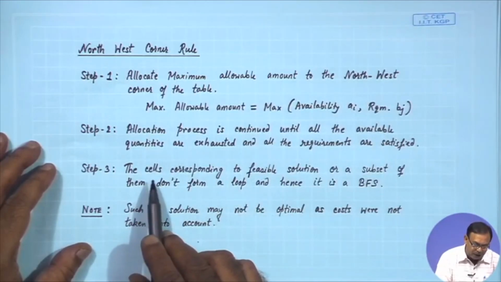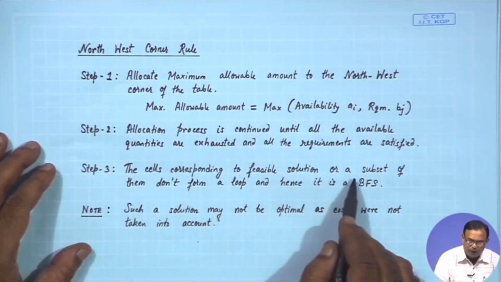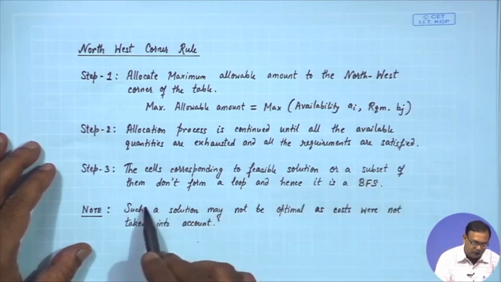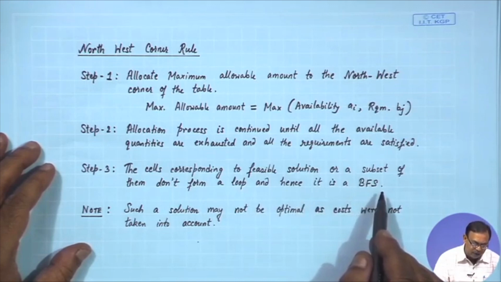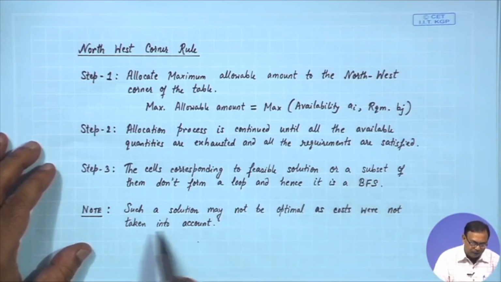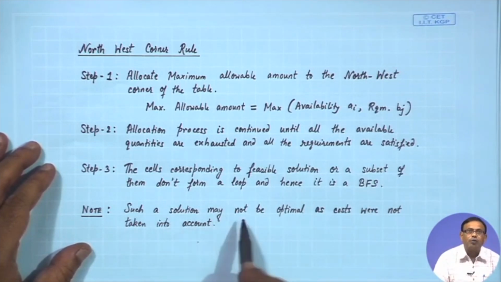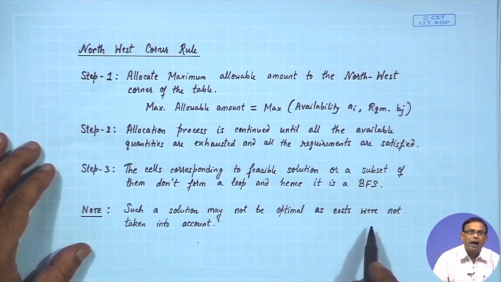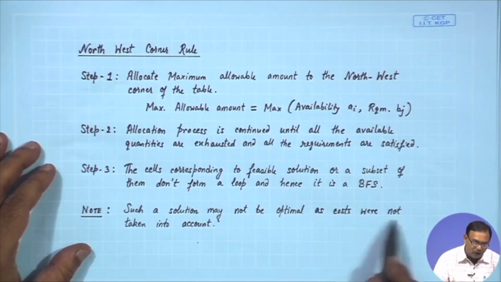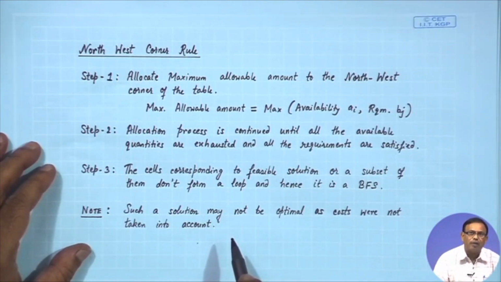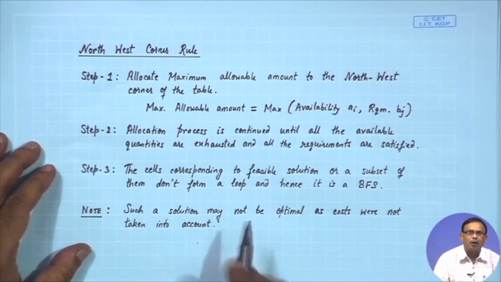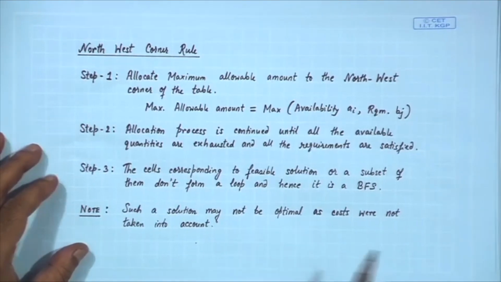Then in step 3, if the cells corresponding to the feasible solution or a subset of them do not form a loop, then it will be a basic feasible solution. We will see that later. Please note that such a solution may not be optimal, as the cost was not taken into account at all. Here we are just checking the availability and the requirement, that is supply and demand, but we have not considered the cost at all.